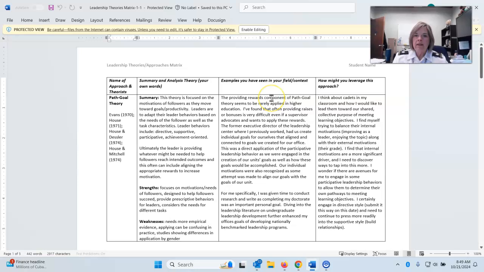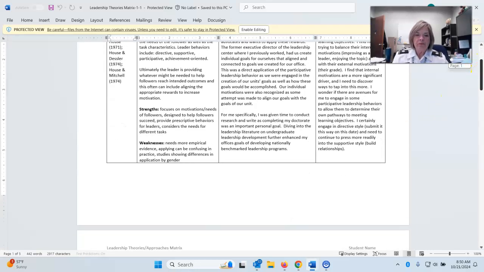The second column all the way through the matrix is examples that you have seen. So where have you seen components of this specific theory applied, or where have you experienced it? And then the last column is you applying. Where do you think you might use this specific leadership approach in your life moving forward, whether it's at your job or some aspect of your life?